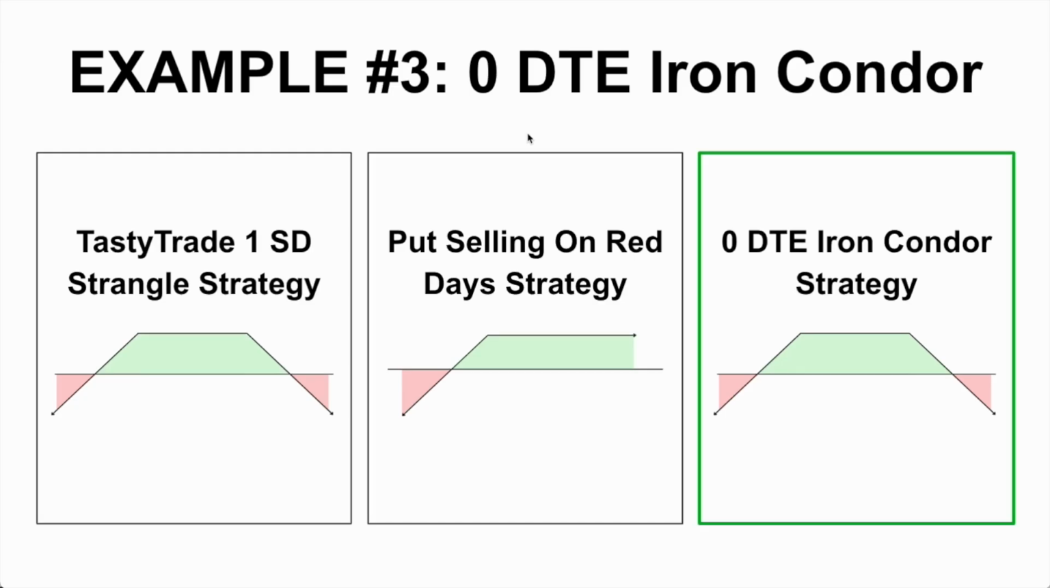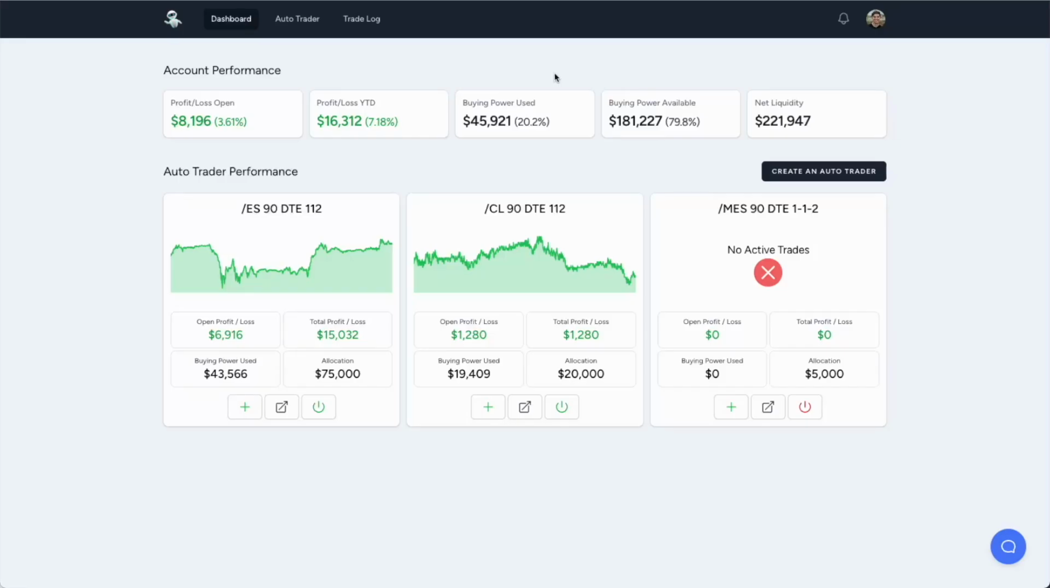Wasn't that cool? Guys, it's so awesome because if we sell puts on red days, we're going to collect more money, which means we make more money and we have a higher win rate. Now we can do that on autopilot. But let's dive into the next example of how to automate a zero DTE iron condor. And last but not least, let's create a zero DTE iron condor trading strategy for my zero DTE traders.